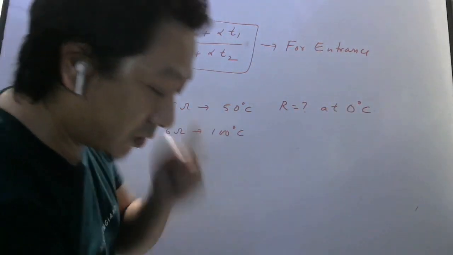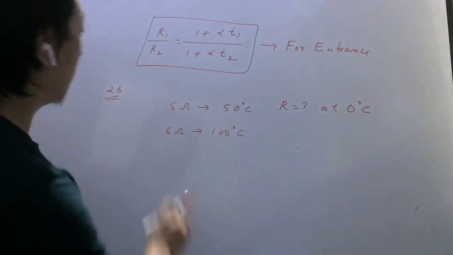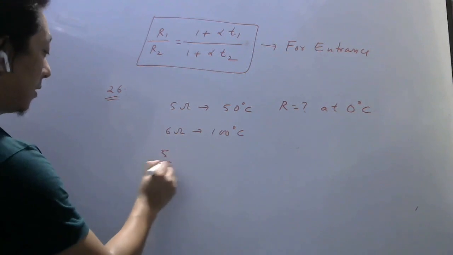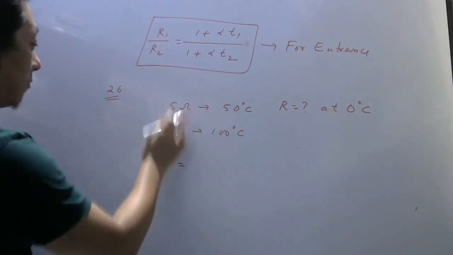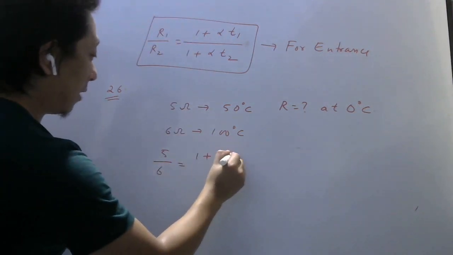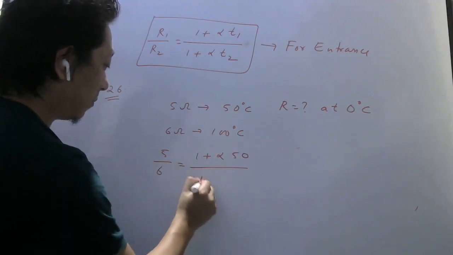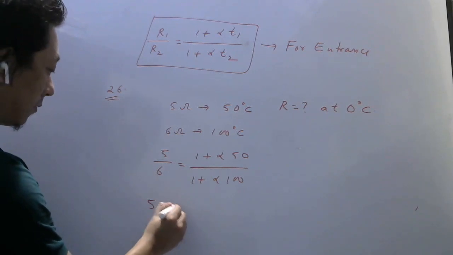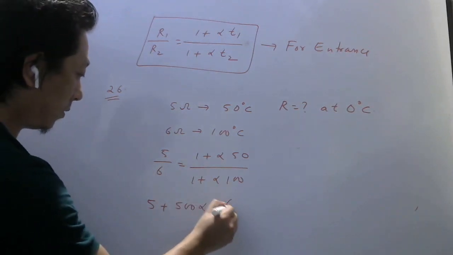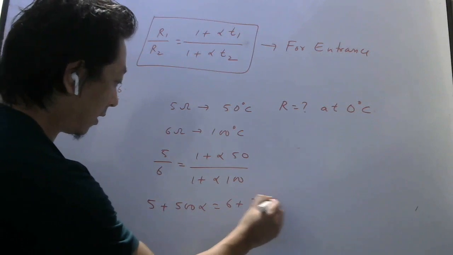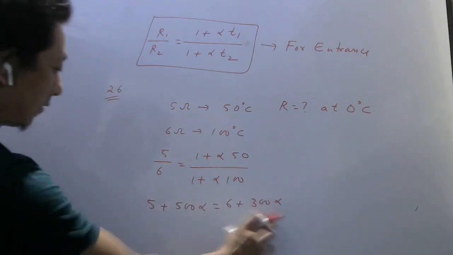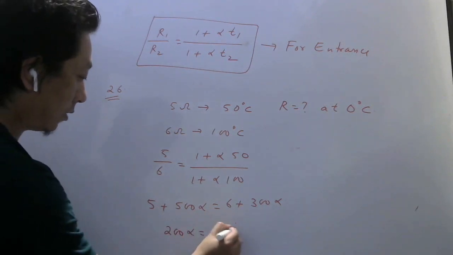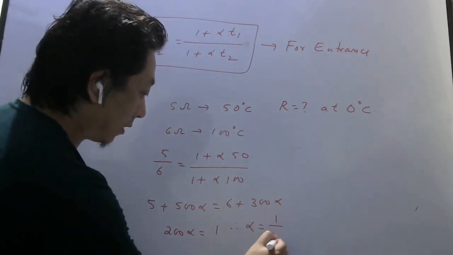So what we should first do is first find alpha. Same procedure as we did. So R1 by R2, 5 by 6, will be (1 plus alpha 50) by (1 plus alpha 100). Cross multiply, 5 plus 500 alpha will be 6 plus 300 alpha. Take this 5 to that side and 300 alpha to this side, so 200 alpha will be 1. So alpha will be 1 by 200.